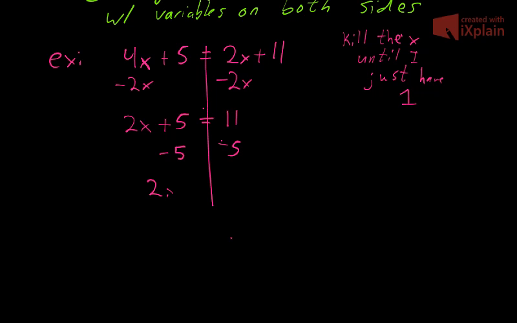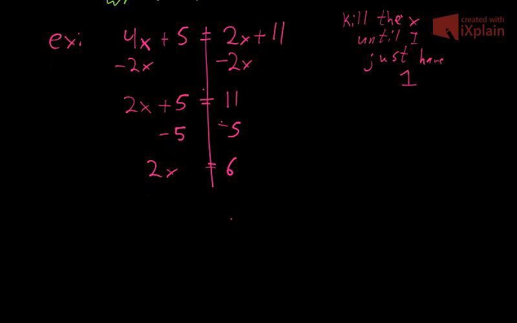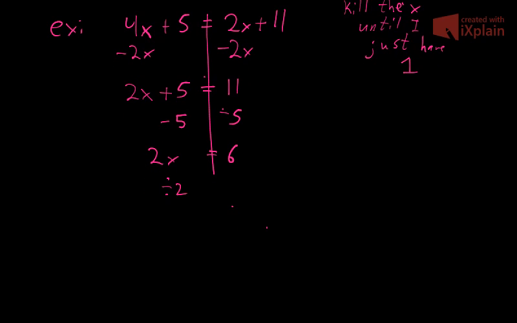I get 2x equals 6. Then I divide by 2. I get x equals 3. Just like that. So not too hard. All we had to make sure we did was we got rid of that x on the other side and we were good to go.